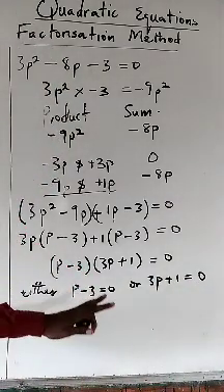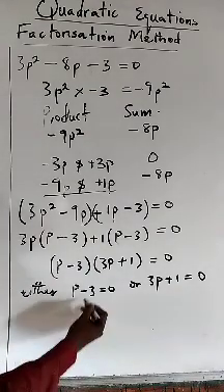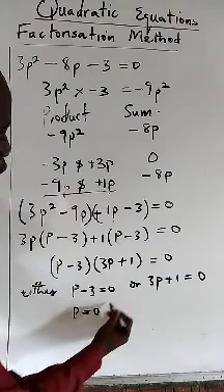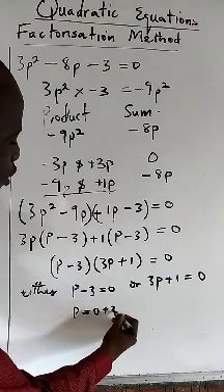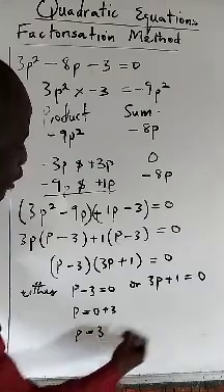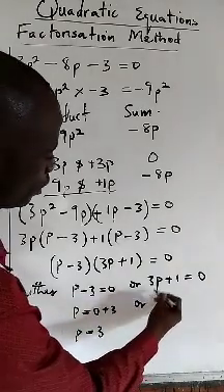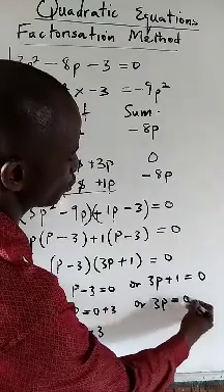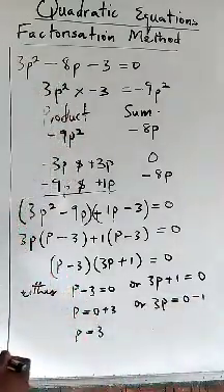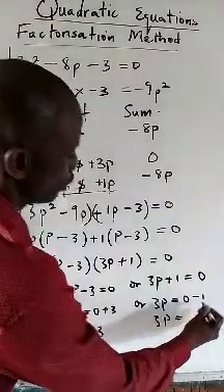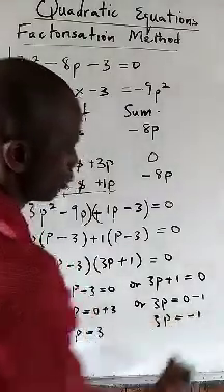So you are going to solve each of them. For the first one, take this minus 3 to this side, you have p equals to 0. This one goes there, becomes plus 3. Then p equals to 0 plus 3 is 3. Then for the second one too, take this plus 1 to the other side, you have 3p equals to 0 minus 1. Then 3p equals to 0 minus 1 is minus 1.